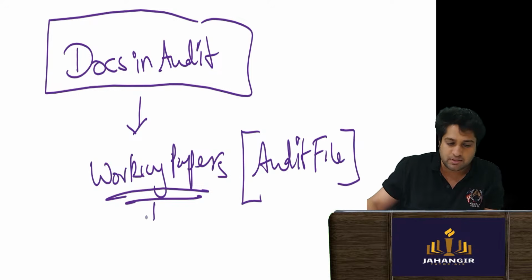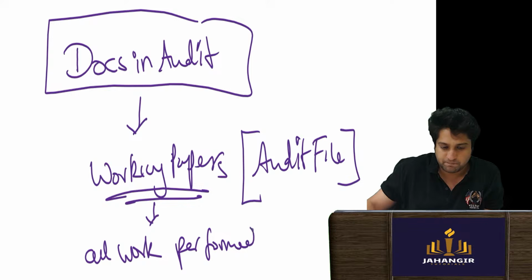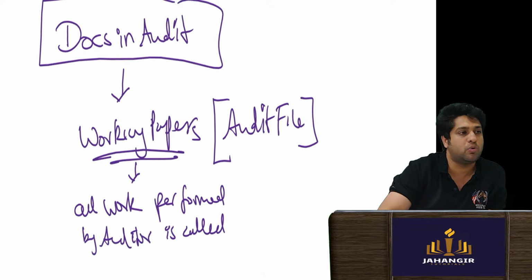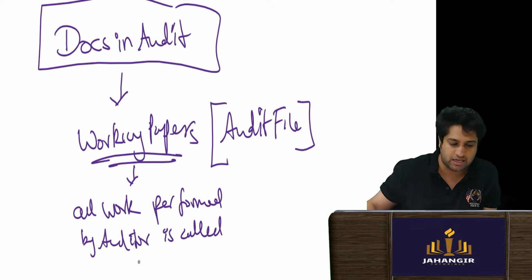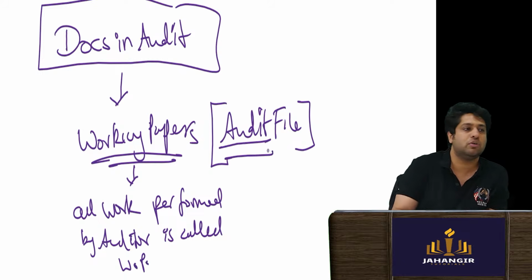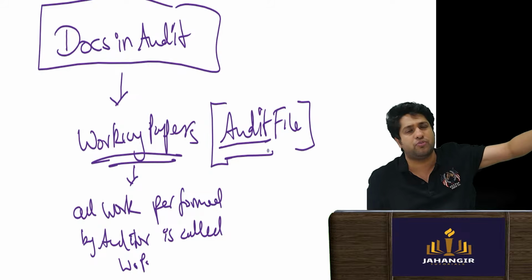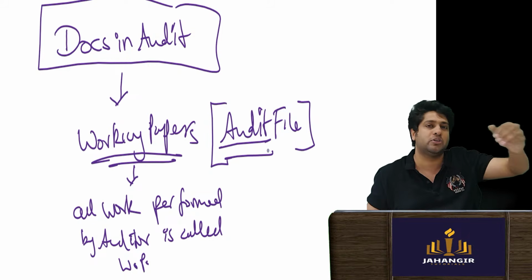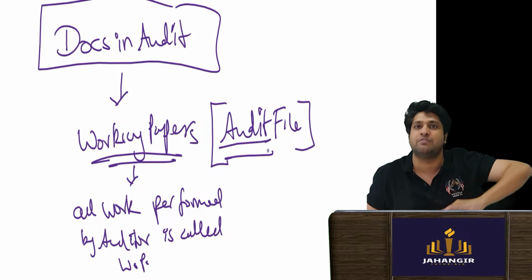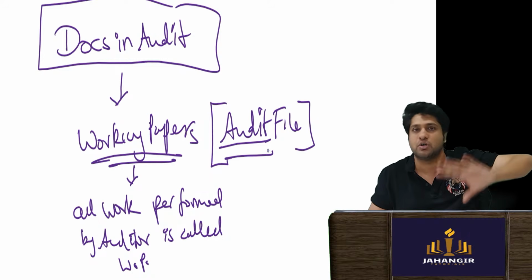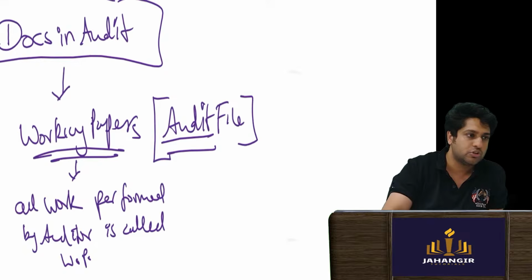Now what is a working paper? All work performed by the auditor is called working papers. Collectively it is called the audit file. Imagine so many invoices must have been collected, so many third party confirmations must be taken, so much research work for a ratio analysis must be done. So they maintain a file.